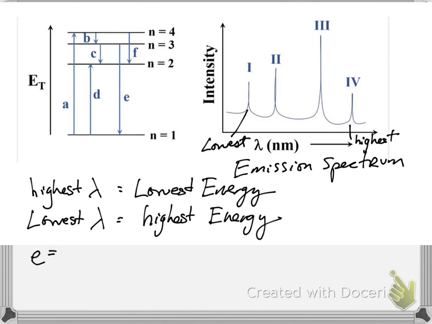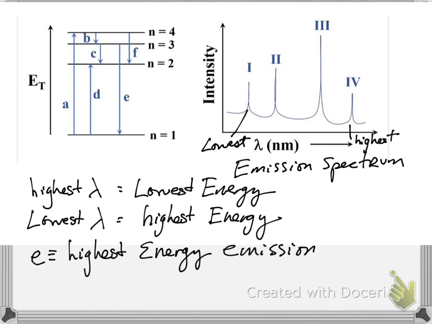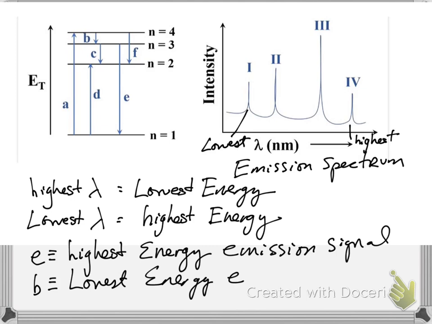When we look at the spectrum, we see that E is the highest energy emission signal. B is going to be the lowest energy emission signal because it has the smallest energy gap, and E has the highest energy gap. So that would make peak signal number 4, at the highest wavelength, lowest energy, that would be B.